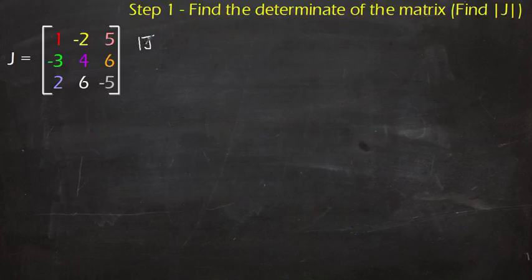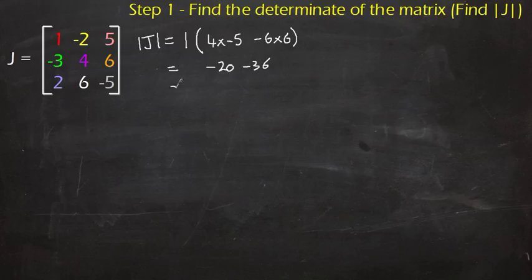Alright, so the first thing we're going to do is find the determinant of matrix J, which we denote like that. So with the determinant, you multiply each element in the first row by the minor matrices when you ignore its row and column. So it's going to be 1 lot of 4 times minus 5, take away 6 sixes. So that'll be minus 56.